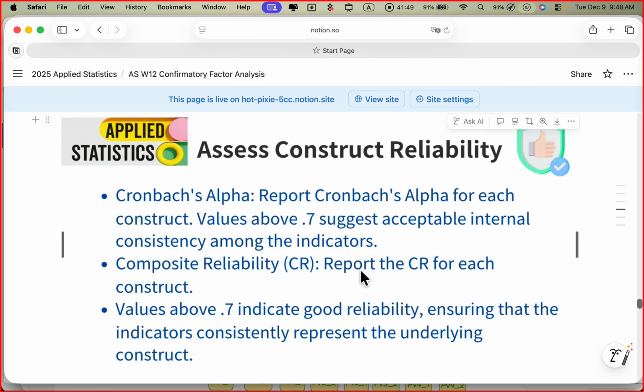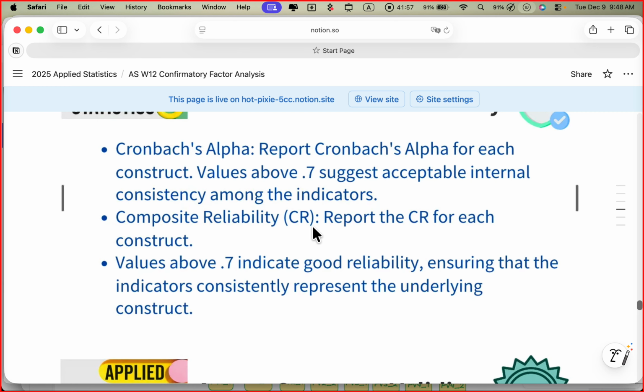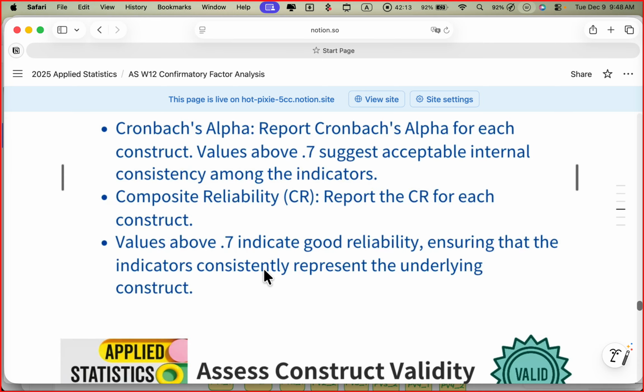And for the construct reliability, we suggest all the alpha, or Cronbach alpha, above 0.7. And we have another called composite reliability. Okay, so also expect the value to be greater than 0.7. So if all values are above 0.7, it indicates good reliability.